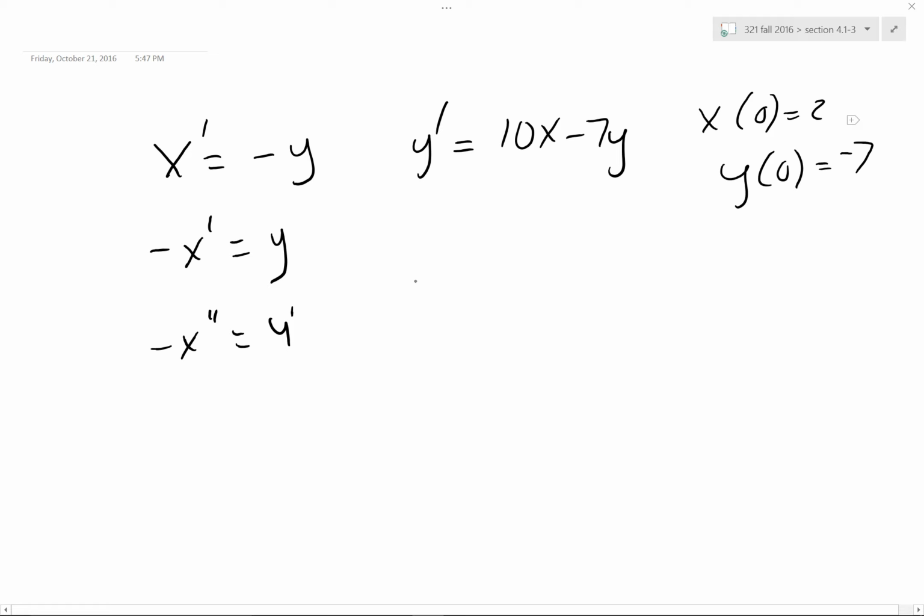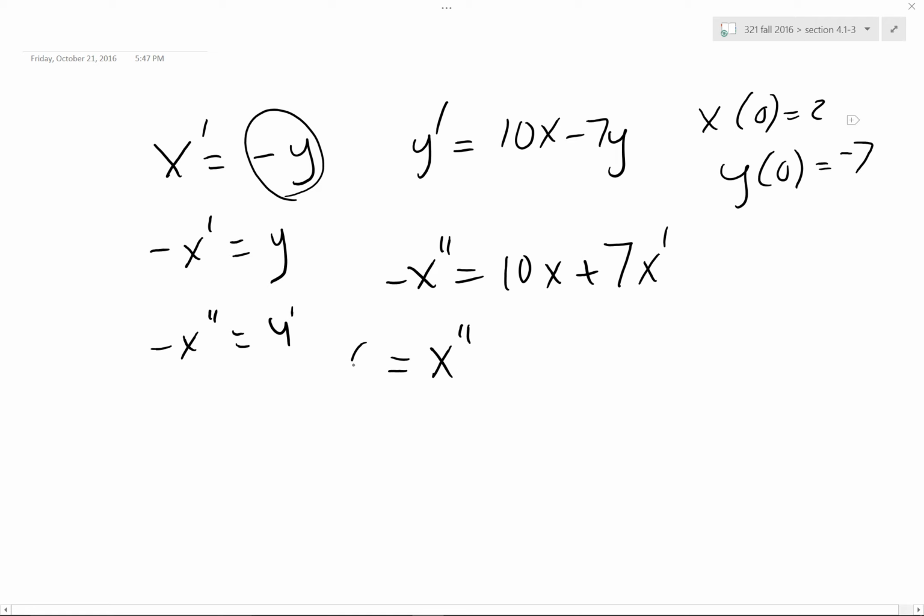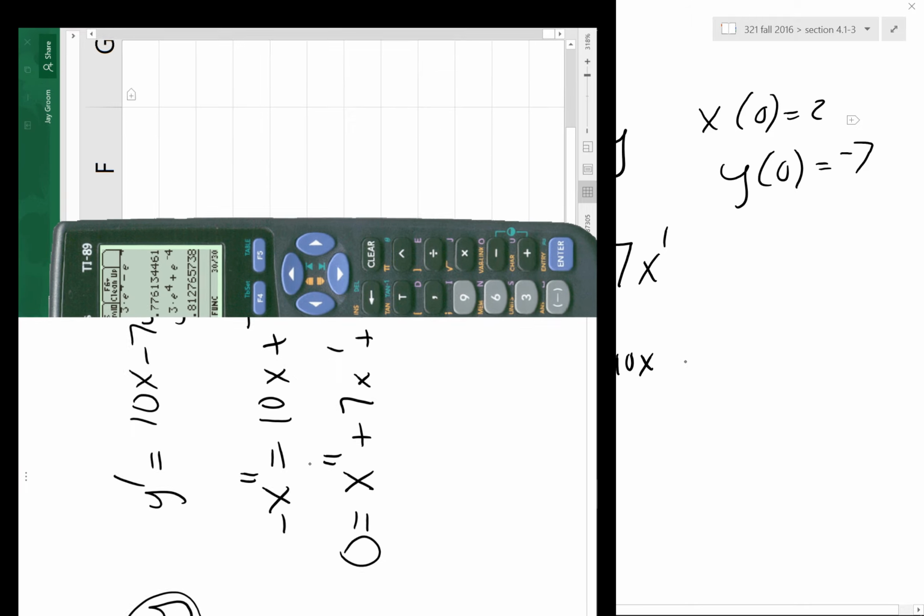So right here in place of y prime, I could literally put in negative x double prime equals 10x minus 7y. But wait a minute. Y, you see, is negative x prime, or y is x negative x prime. Whatever makes you happy. In either case, this is going to become this. And then, of course, if you bring this over to the other side like it belongs, so it's positive, right? Hey, that factors. Cool. Let's do it.